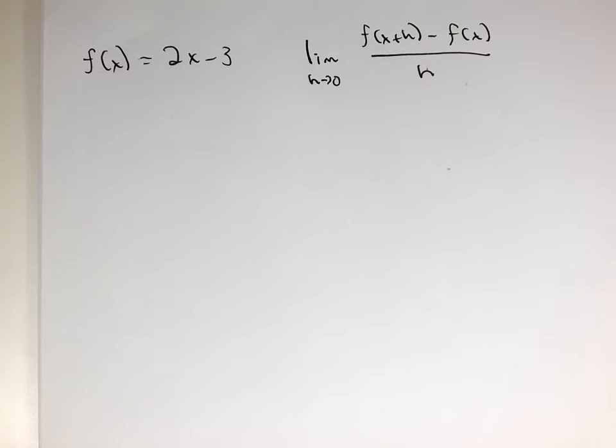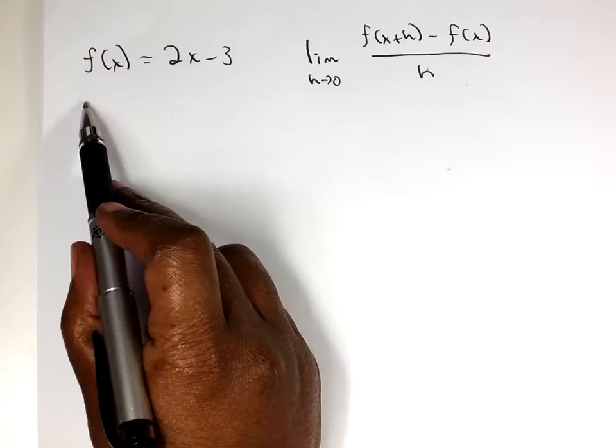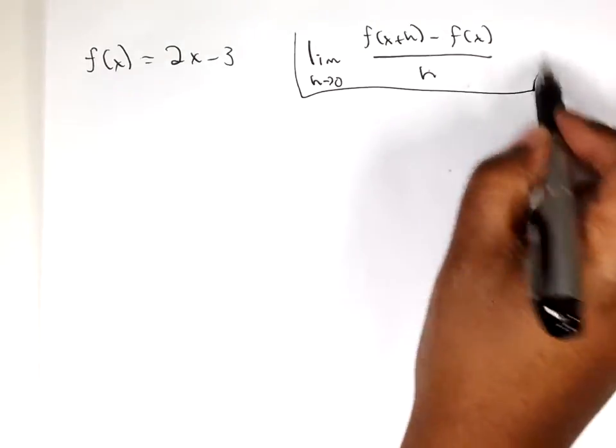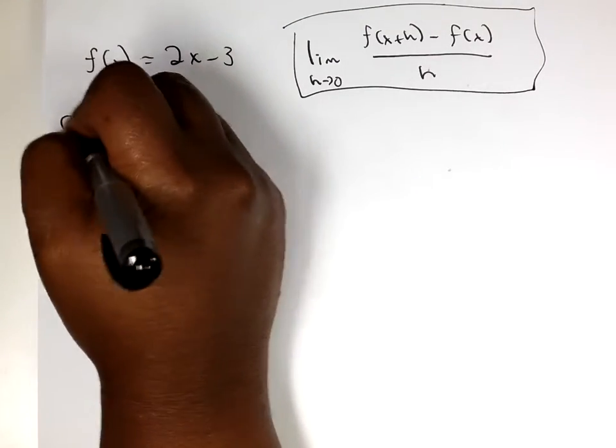Alright, so I'm going to work out some problems. These are all typed up for you in your notes, but I wanted to do it out separately so that you can follow the steps. So I want to find the derivative. We have f of x is 2x minus 3. This is the definition of derivative. So I'm going to go through the steps one by one.